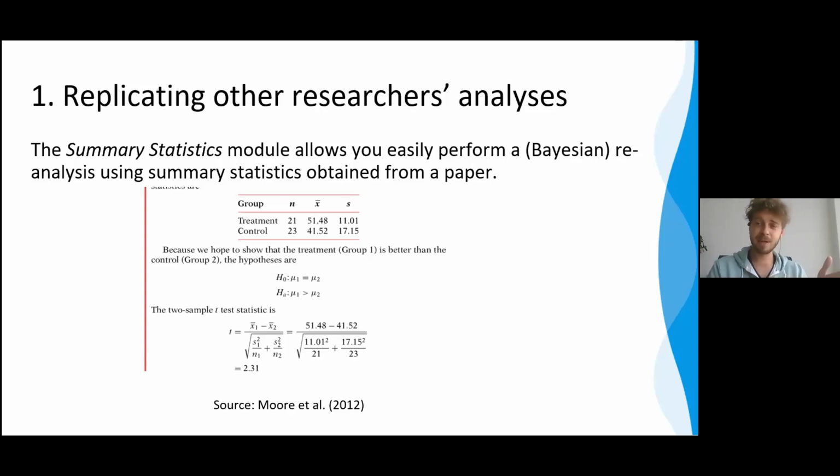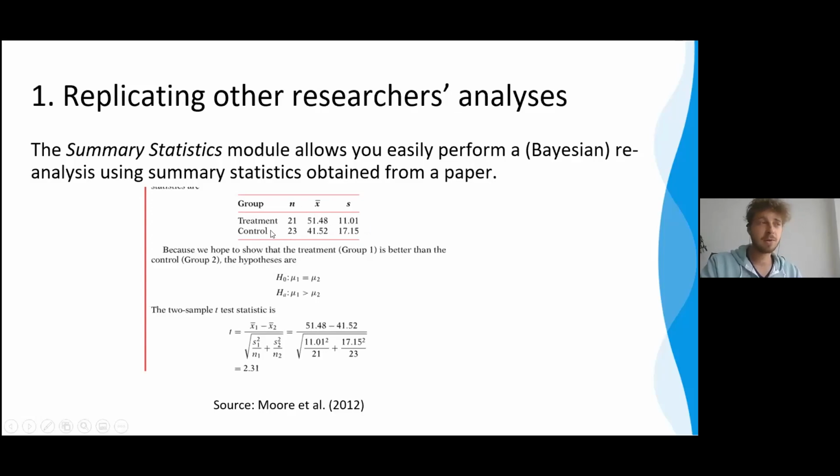We investigate this paper by Moore et al. And we find that they have performed, well, they have gotten these results. They have two groups, a treatment group in the first place, which has 21 observations, a mean and a standard deviation.